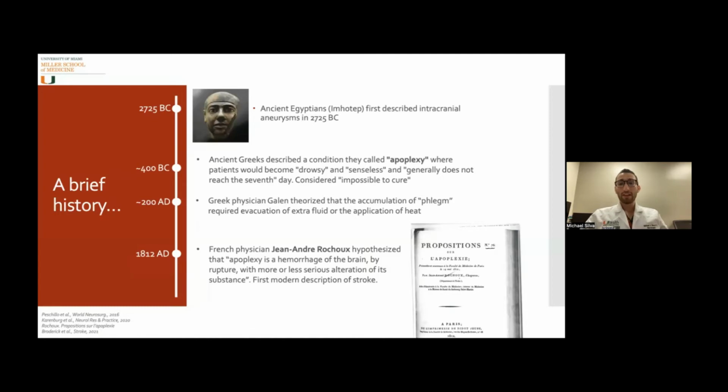Then the Greek physician Galen, he's someone who tried to get at the pathogenesis of it and described something called the accumulation of phlegm. And that was his explanation for what these apoplectic events were. And then it really wasn't until the 1800s when the French physician Rousseau had the first modern description of stroke, saying that apoplexy is a hemorrhage of the brain by rupture with more or less serious alteration of its substance. So it's really remarkable that it's only been about 200 years where all of our understanding and treatment of stroke has come from, and many thousand years before that not much was accomplished.